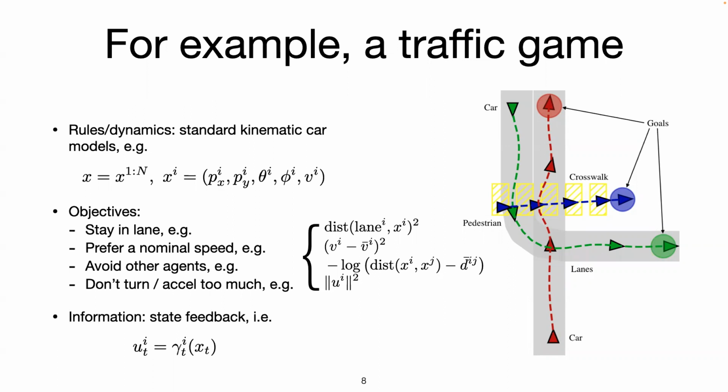And the information structure of the game, I'll always be thinking about two options. One will be state feedback, which is what I've written here. Every player's action depends upon the state. Or we could consider open loop strategies where it just depends upon the time. There are lots of other partial information structures, et cetera, but I'll not focus on those in this talk.